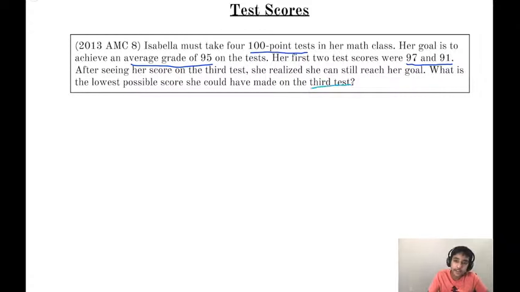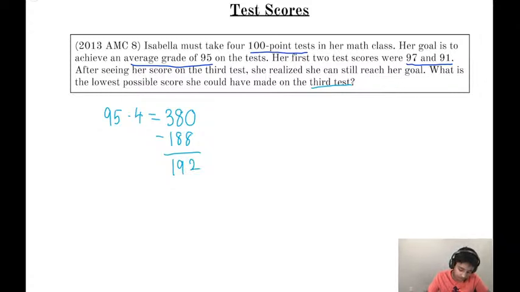So in order to get an average grade of 95 on the four tests, Isabella must have had 95 times 4 equals a total sum of 380 points. Because again, 95 average, there are 4 scores. 380 is the total sum of all 4 tests, and the first scores were 97 and 91. So we just subtract the sum of 97 and 91, or 188, off. Subtract that off, we get 192. So now we know that the remaining 2 test scores, x plus y, must sum to 192 as well.